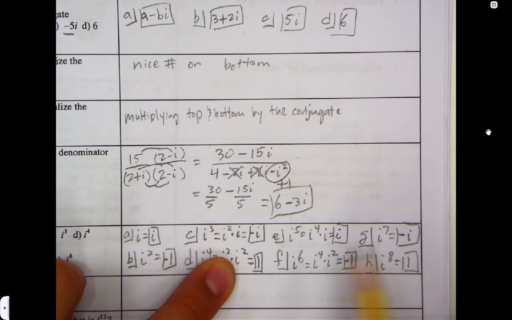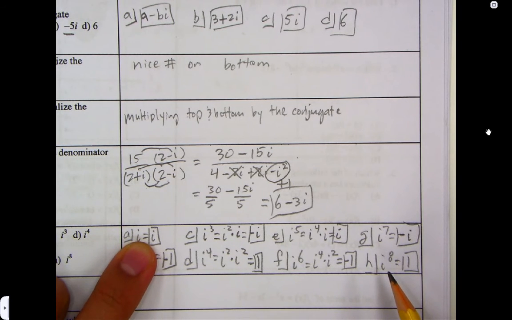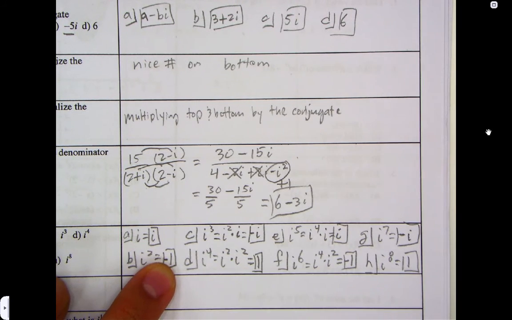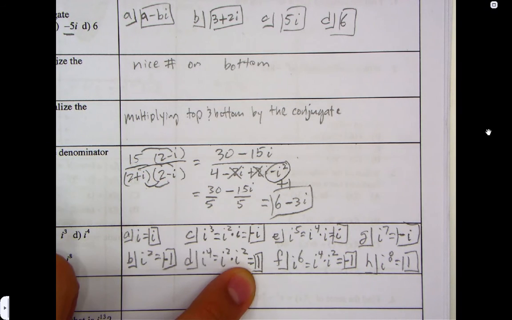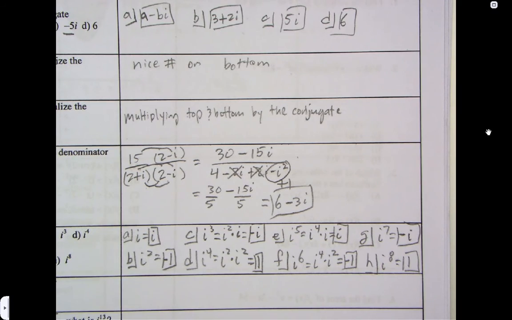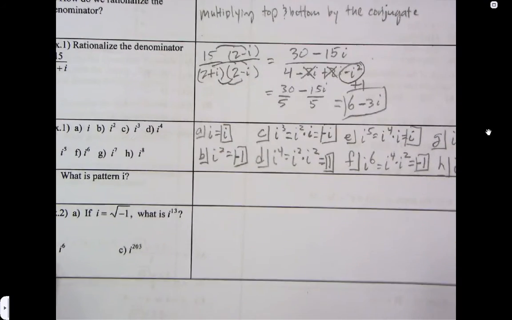I to the ninth, it just repeats again, so it'd be I. I to the 10th would be negative 1. I to the 11th would be negative I, I to the 12th would be 1, and it just keeps going on and on. So, question number 2, what is the pattern for I?